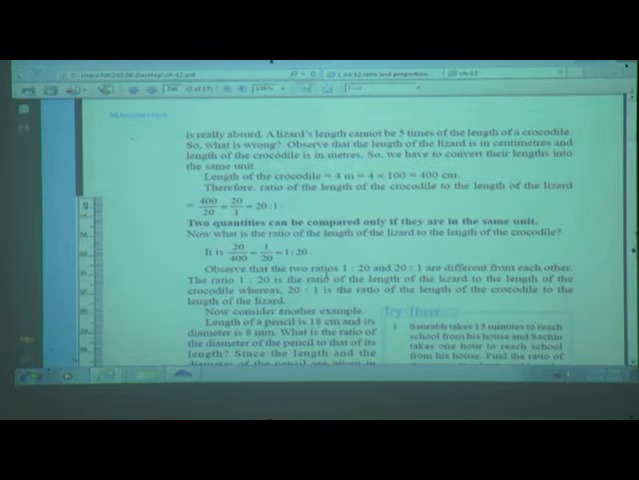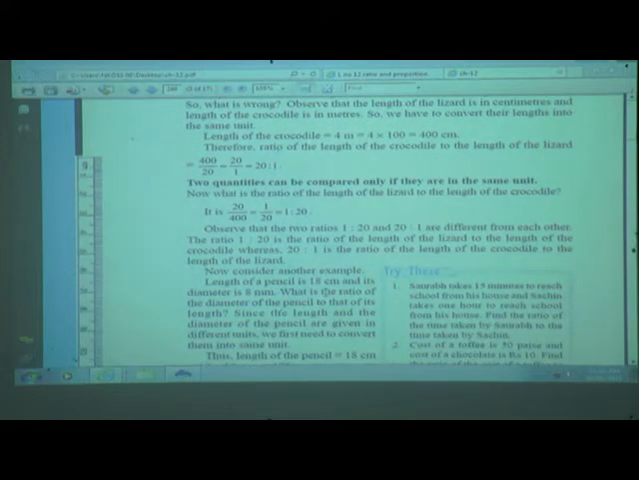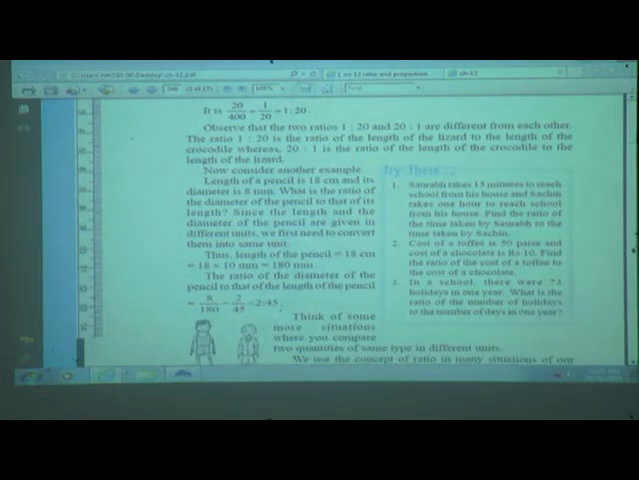Observe the two ratios, 1 is to 20 and 20 is to 1. They are different from each other. The ratio 1 is to 20 is the ratio of the length of the lizard to the length of the crocodile, whereas 20 is to 1 is the ratio of the length of the crocodile to the length of the lizard. These two are different as they have been compared using different methods.